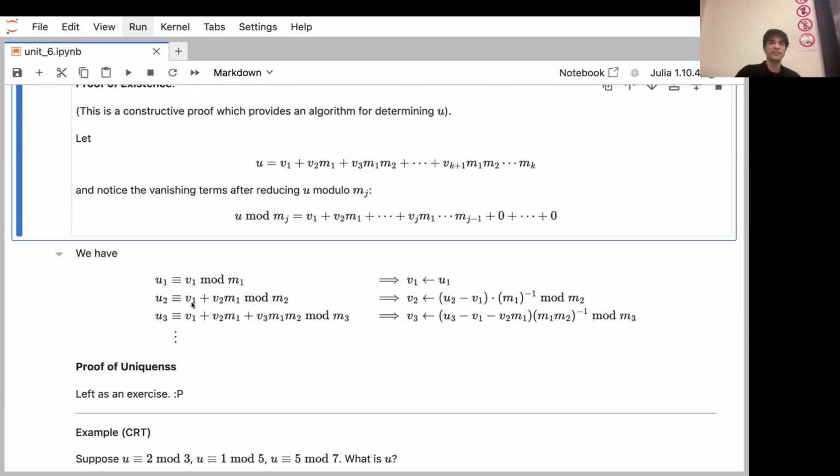Do we know V1? Do we know M1? Do we know U2? So we can isolate for V2 like this. We're finding that we're going to have to take the inverse of M1. Can we do that? How?